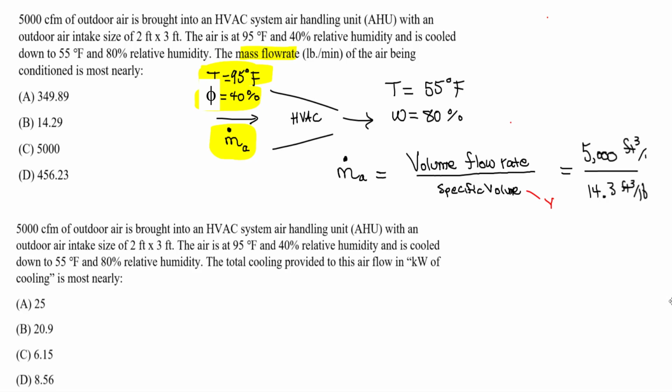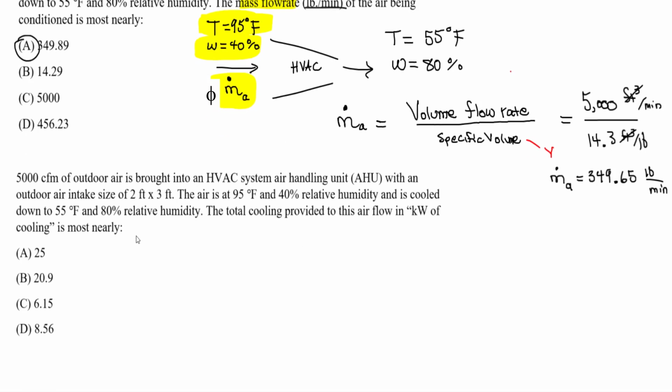5,000 cubic feet per minute. So the cubic feet units cancel. We should get our mass flow rate of the air being conditioned. It's going to be around, I got 34938.65, and that has units of pound per minute. So we have the right units, and it's going to be around A. So that's our closest answer. So that's A, the first portion.